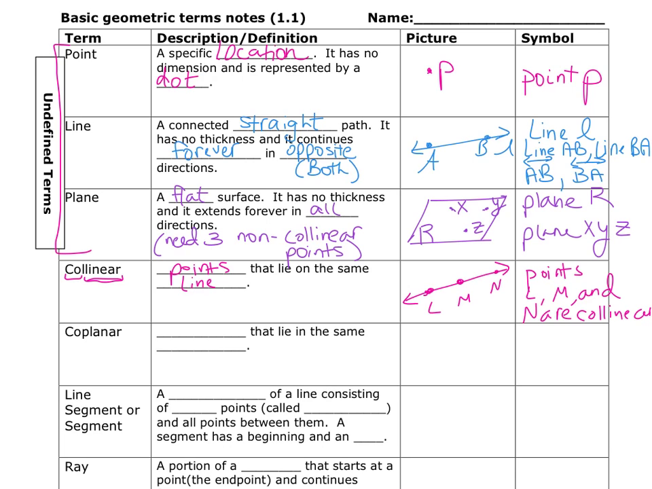Coplanar then, if you take that same hint of how it's set up, we have the word co in front and then planar. So we have points or lines that lie in the same plane. When we're looking at our picture, we would just see a plane with at least a couple of different things on there. So we could say that points R, S, and T are coplanar.